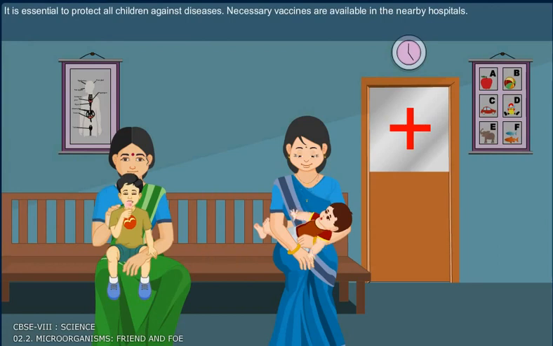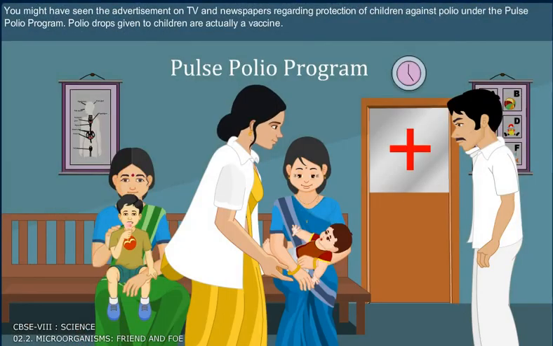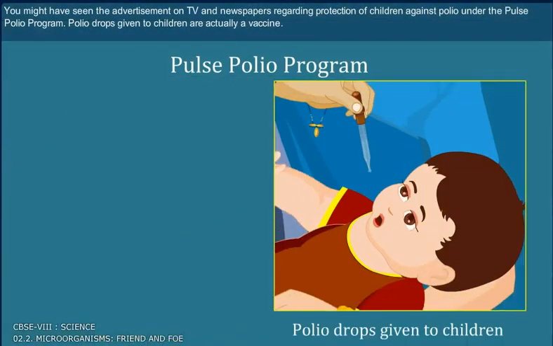It is essential to protect all children against diseases. Necessary vaccines are available in nearby hospitals. You might have seen the advertisements on TV and newspapers regarding protection of children against polio under the Pulse Polio program. Polio drops given to children are actually a vaccine.